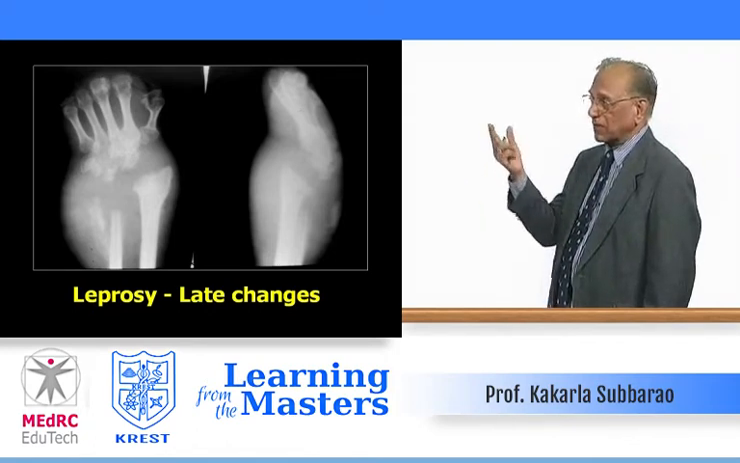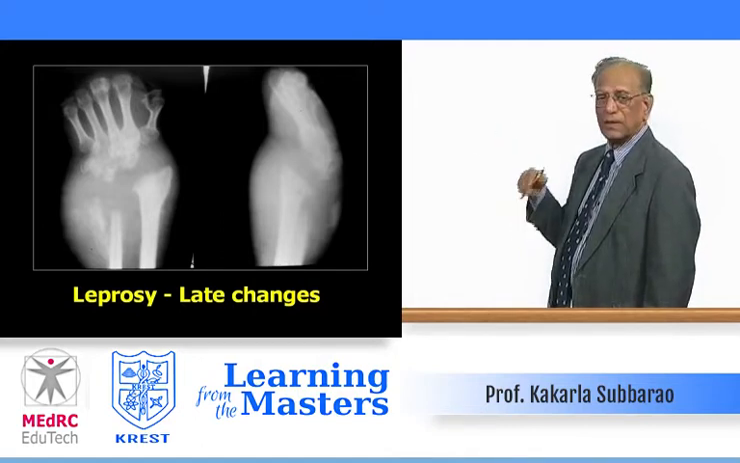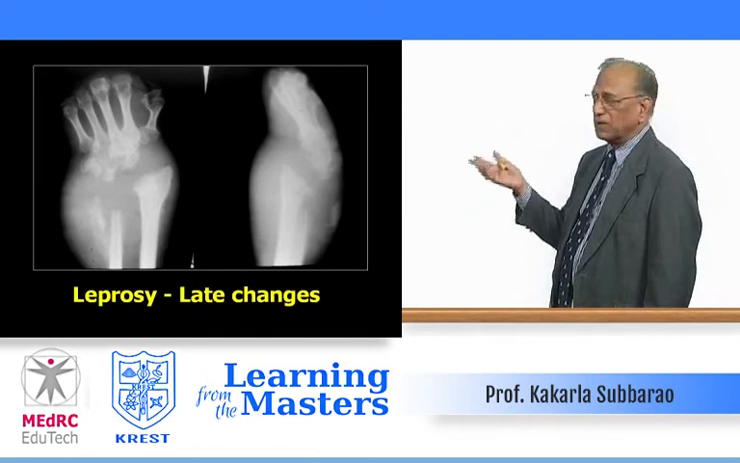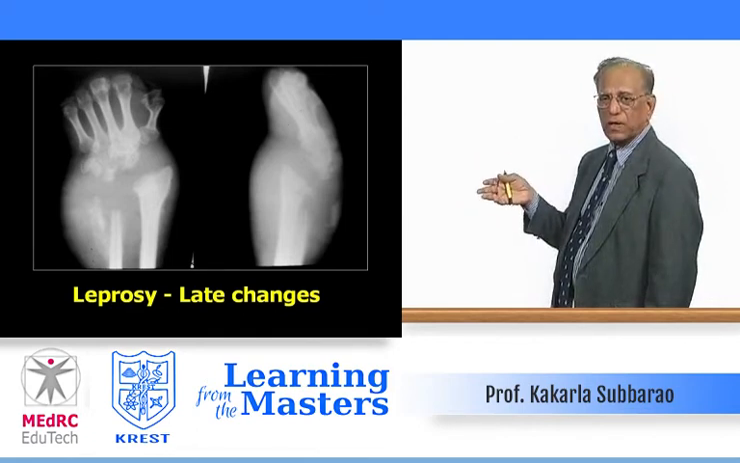And then there is a lot of soft tissue swelling, osteomyelitis, new bone formation, disruption of the joint. All these are superimposed due to infection and neuropathy.